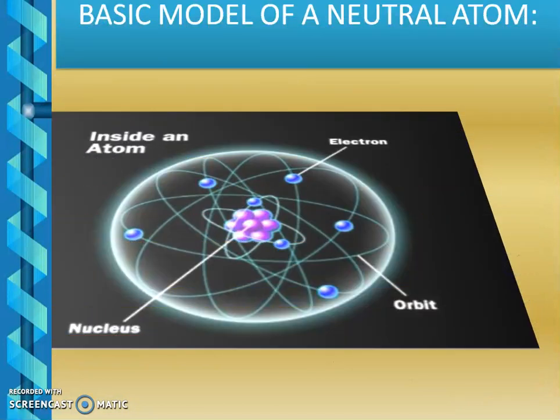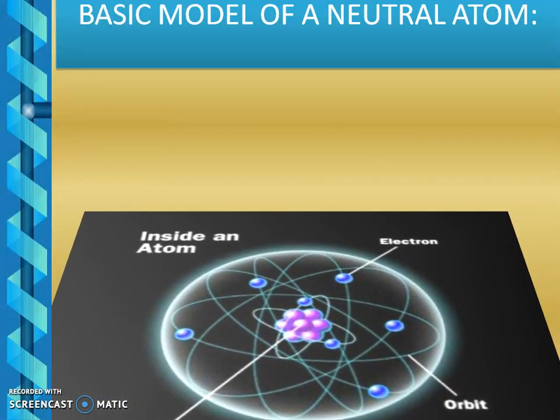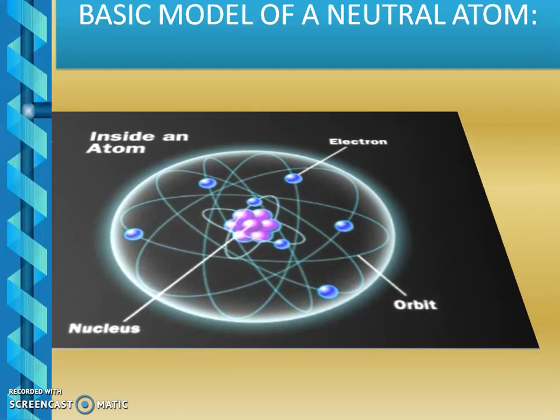So we have the basic model of a neutral atom in this way, where we can see the central nucleus having protons and neutrons. It is surrounded by electrons which are orbiting in different orbits. The planes of the orbits are different. So we have the revolving electrons present in the atom.